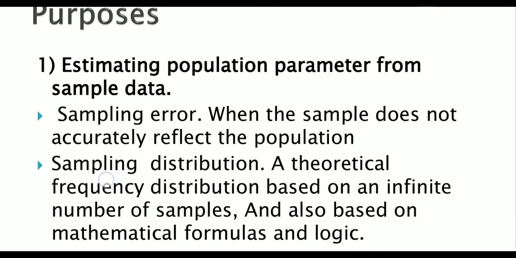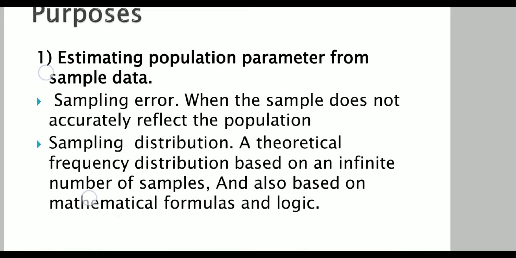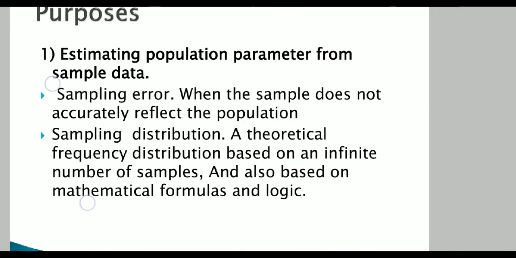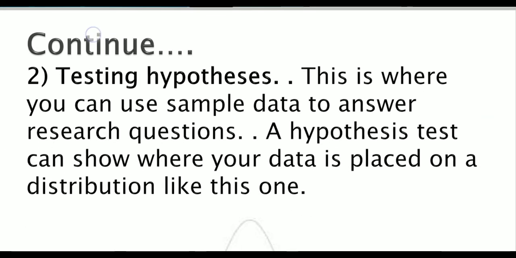I have already discussed sampling error. Here I am telling you what sampling error is. When the sample does not accurately reflect the population, it is sampling error. And sampling distribution is a theoretical frequency distribution based on an infinite number of samples and also based on mathematical formulas and logic.